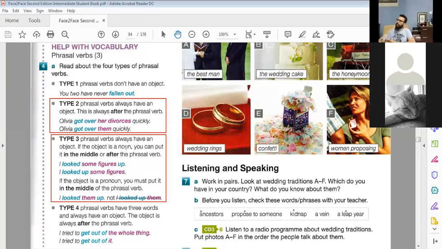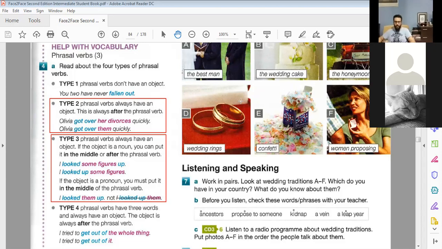I checked him up, I checked up on him. No, it's not the same. But this is, of course, if you're using a noun. If you're using a pronoun, it's not possible. So you can say, I looked them up. But you cannot say, I looked up them.